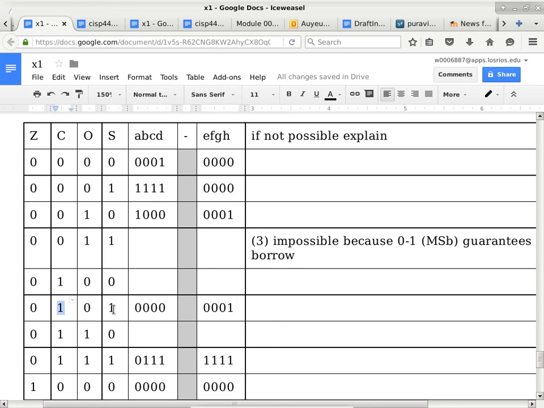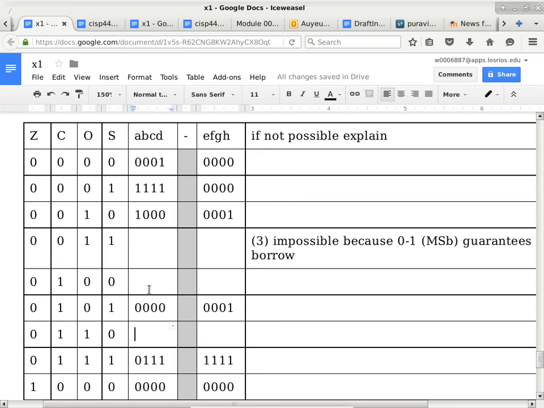So borrow is okay. Sign flag is a 1. It's okay. It does not give me an overflow, because 0, 0, 0, 0 minus 0, 1, 1, 0, 0, 0, 1 is supposed to be negative, and it is negative, and it is non-zero. So that's fine. That's not a problem.